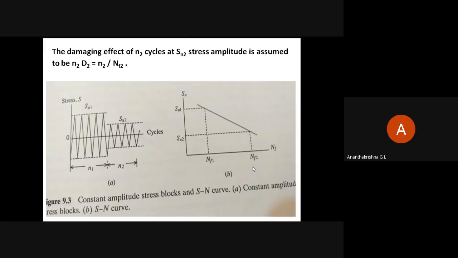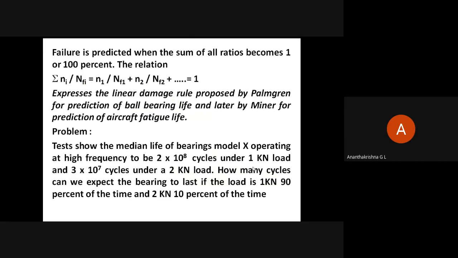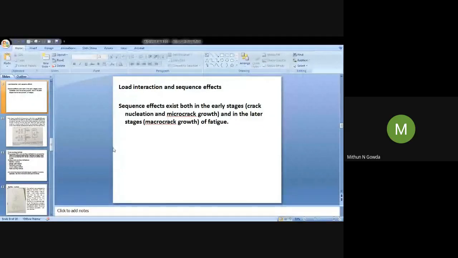So in the next class tomorrow, very important, we'll go through the Minor rule, and then we are going to take up one problem based on that. Is that okay? Did you get the clarity? Yes, sir. Okay, then we'll see you tomorrow or day after tomorrow for the class, and we'll continue with the Palmgren Minor rule.